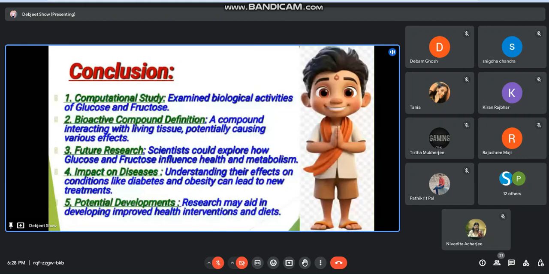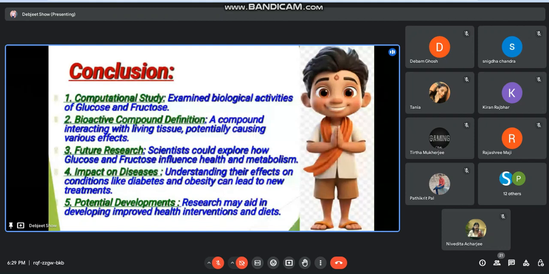Next, the total conclusion of my project is as follows. Computational study, bioactive compound definition, future research, impact on diseases, and potential developments. Now, the computational study: I examined biological activities of glucose and fructose. Bioactive compound definition: a compound interacting with living tissue, potentially causing various effects, is called a bioactive compound.